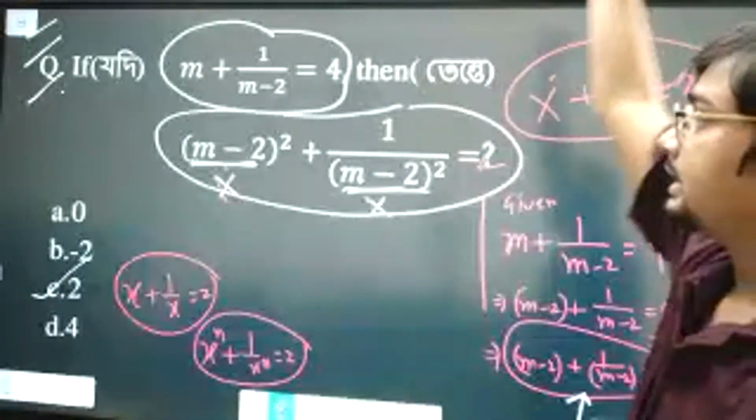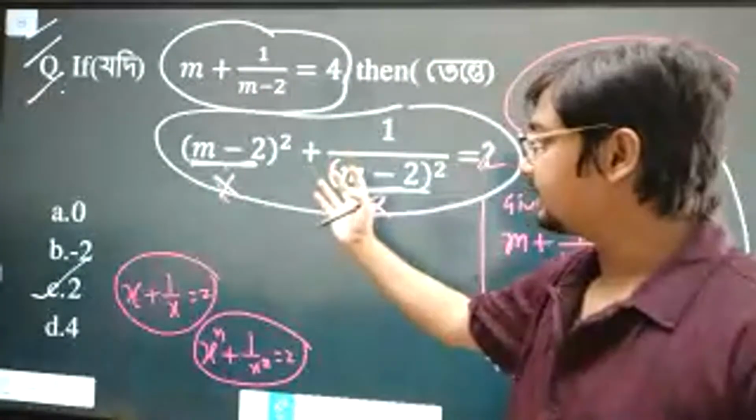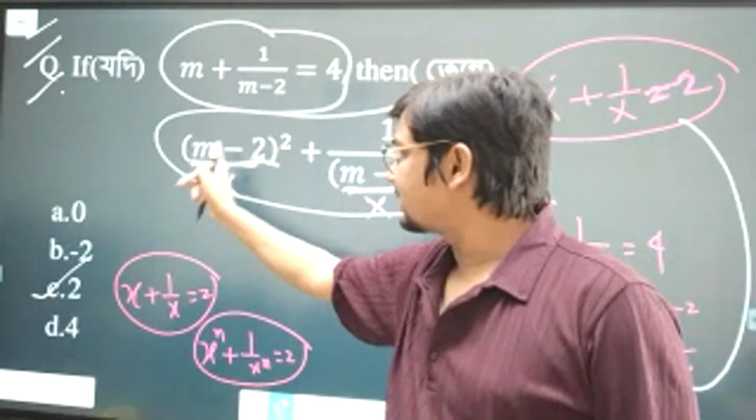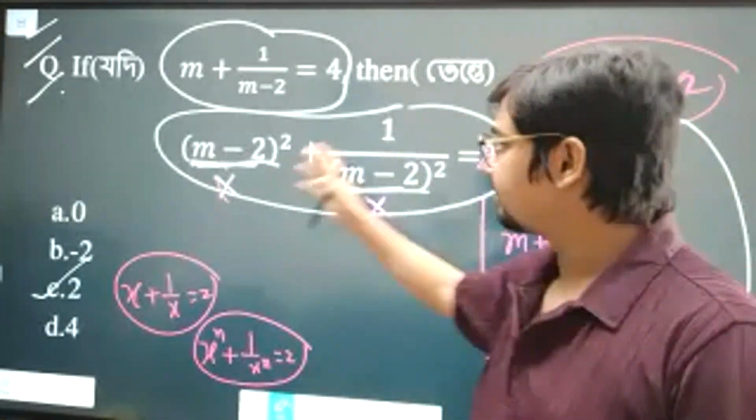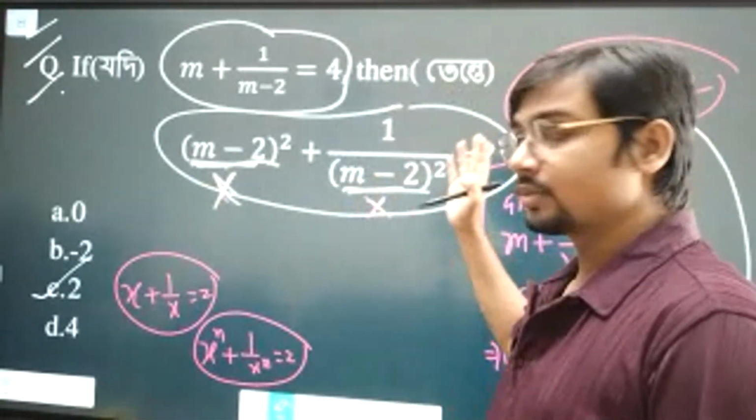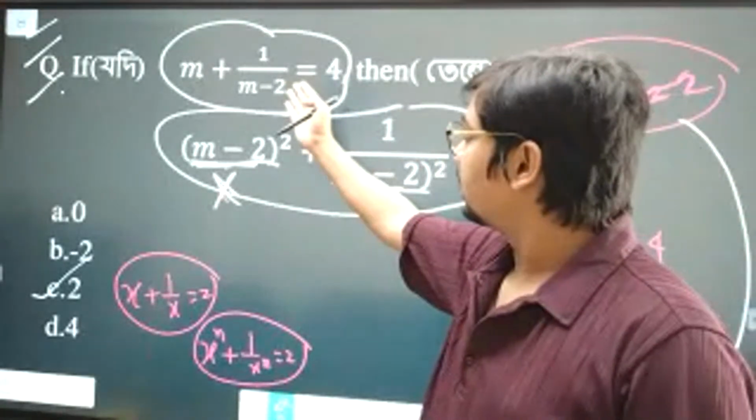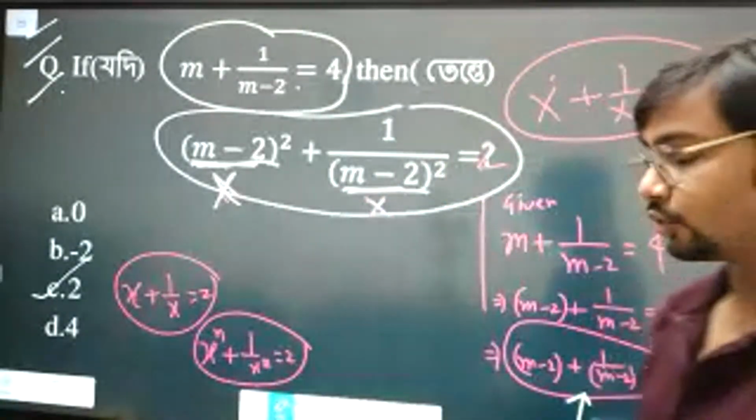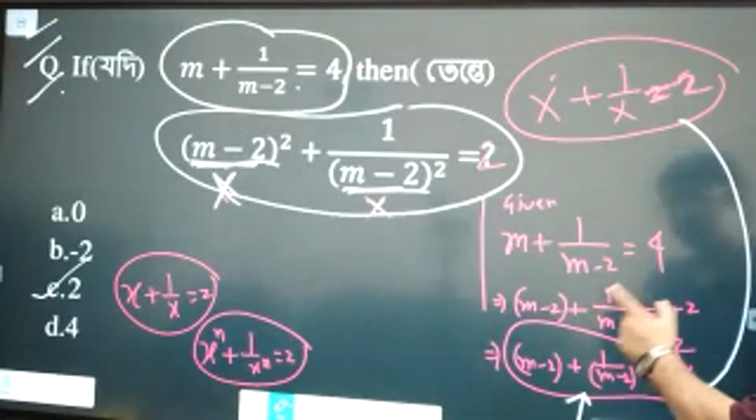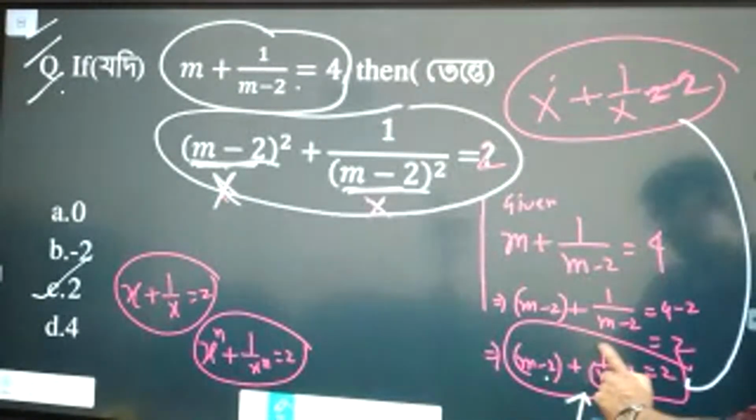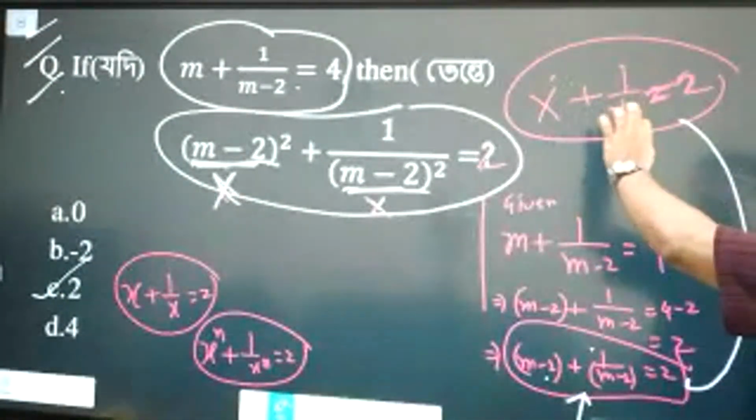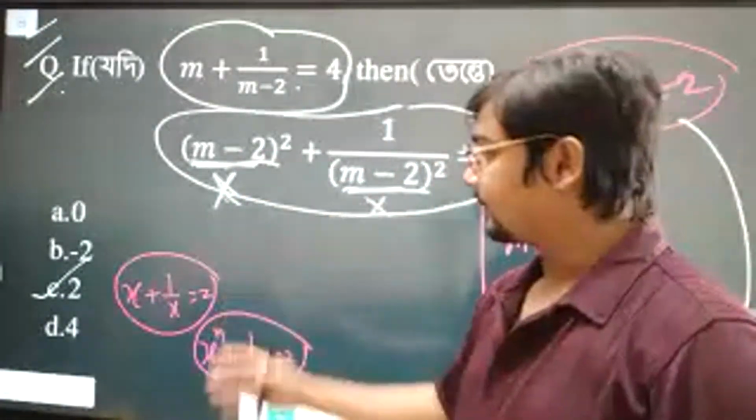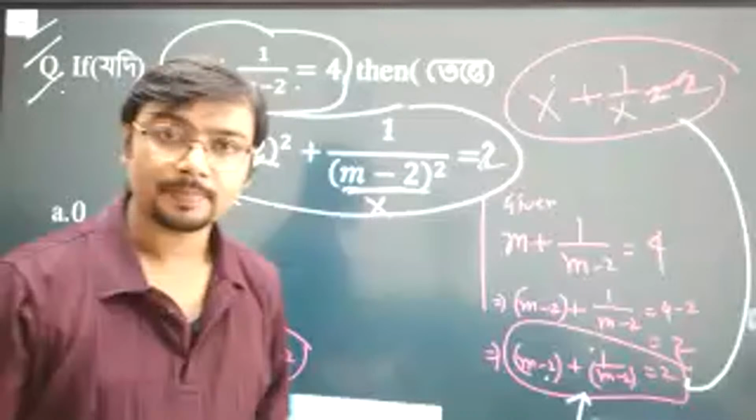Just see that this information is given and we need this value. If you observe this value, m plus 2 squared plus 1 upon m minus 2 squared, that means the x squared plus 1 upon x squared form, right? So you just try to reduce the given expression into x plus 1 upon x equals 2. This is given, so you subtract 2 on both sides and you will get this. So x plus 1 upon x is 2, and for any power of this you will always get 2, so these values will be 2 only. Yes, is it okay, guys?